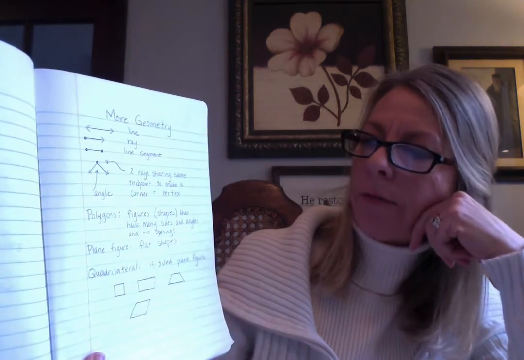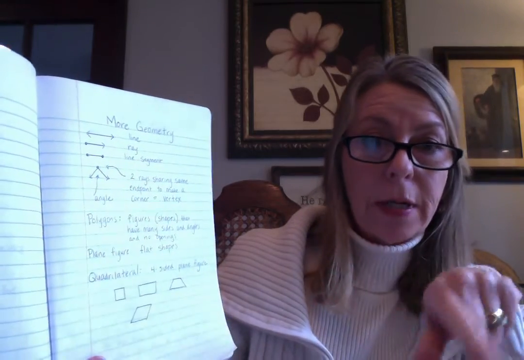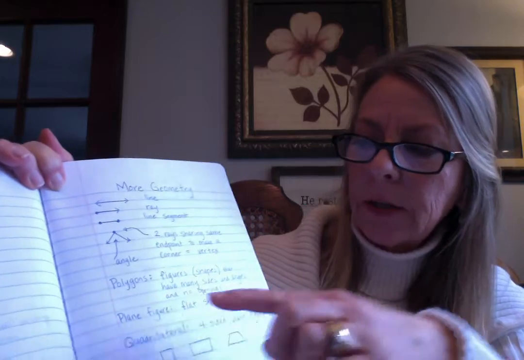So polygons are figures that have many sides and angles and no openings. Remember, they're all closed, all right? And a plane figure is a flat shape, right? That's what a plane figure is, a flat two-dimensional shape. It has length and width, but not height, right? Okay, so that's a polygon. A plane figure is a flat shape.